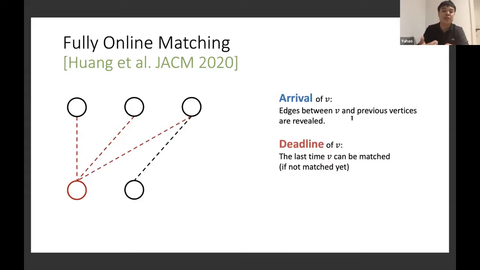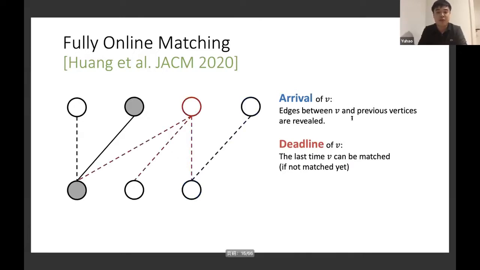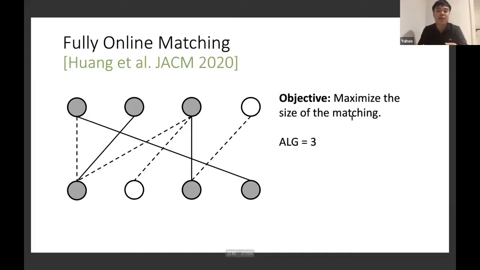Then there's another important timestamp called deadline. The deadline of a vertex B is the last time B can be matched. So maybe this time we can match it to the second neighbor, and everything goes on. Someone arrives, someone reaches its deadline and we match one pair; another arrives, deadline, and match. So at the end, this time we make 3 matched pairs.